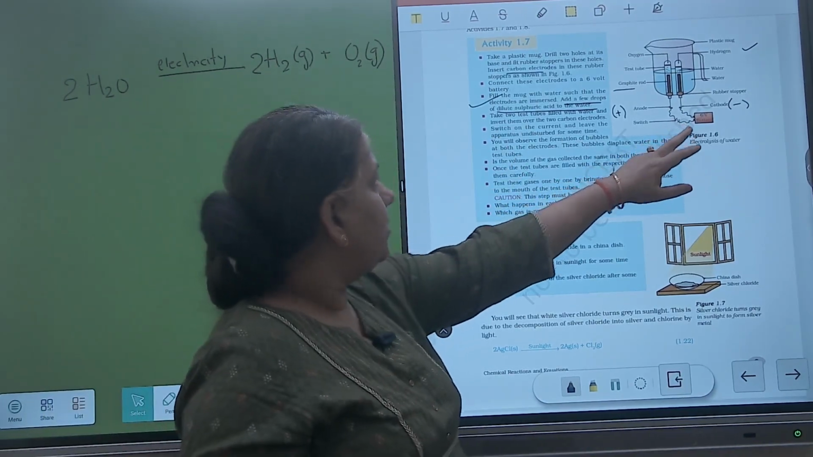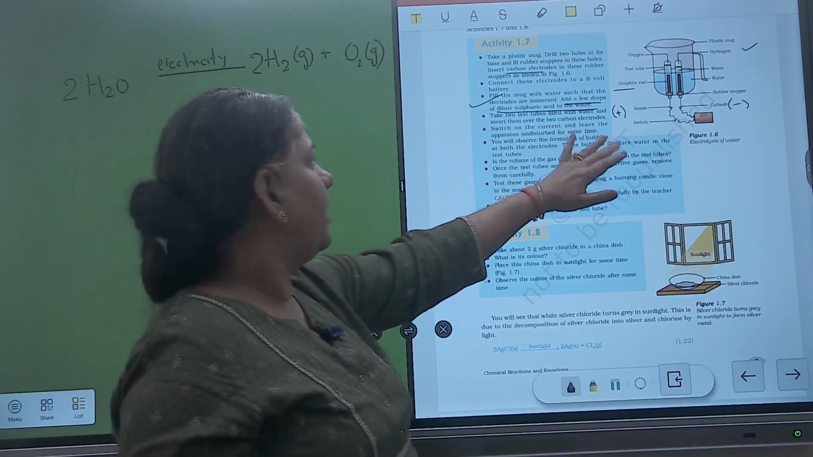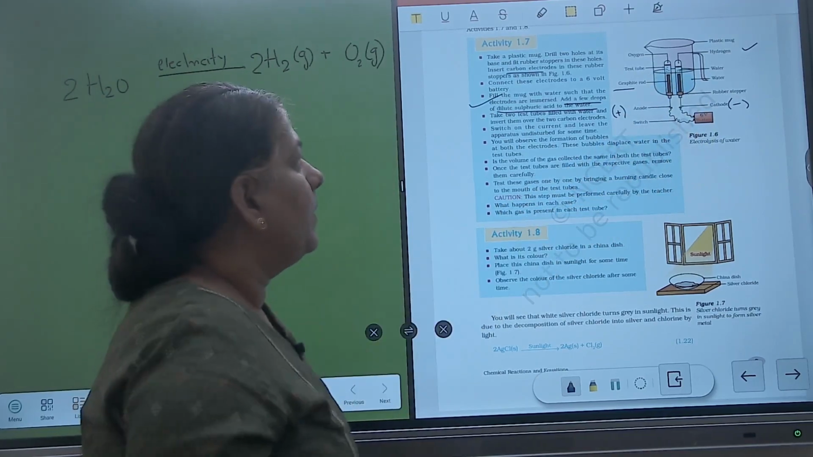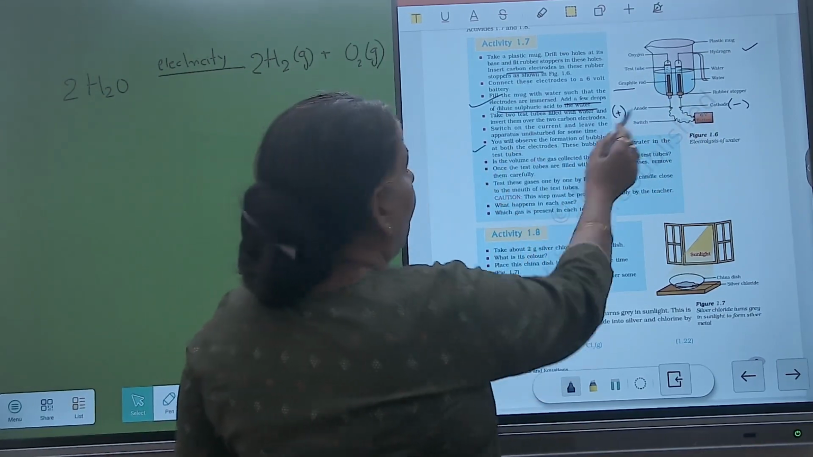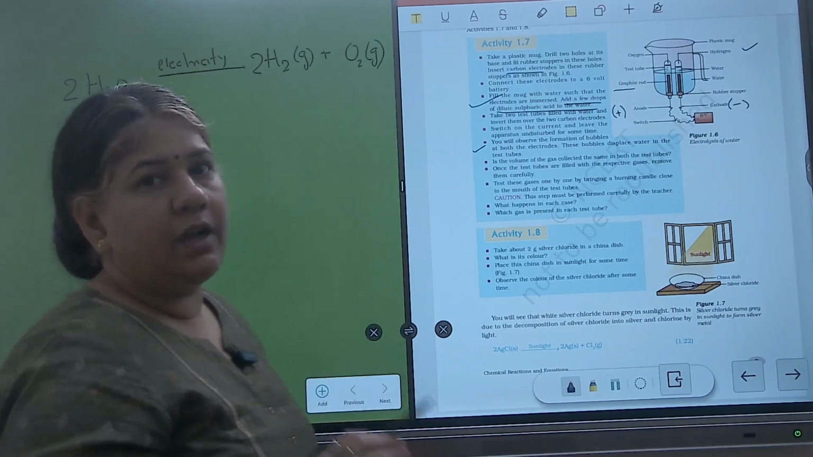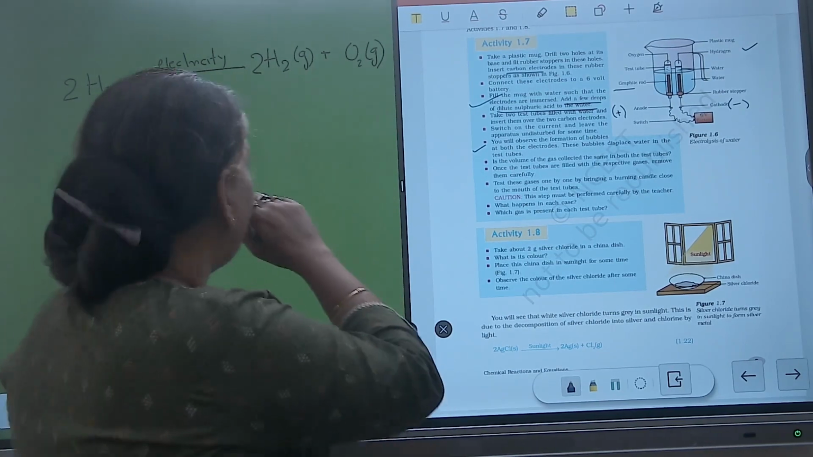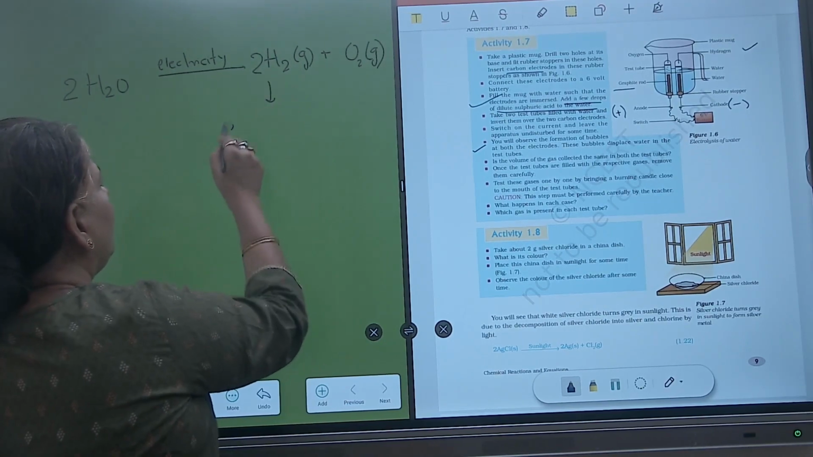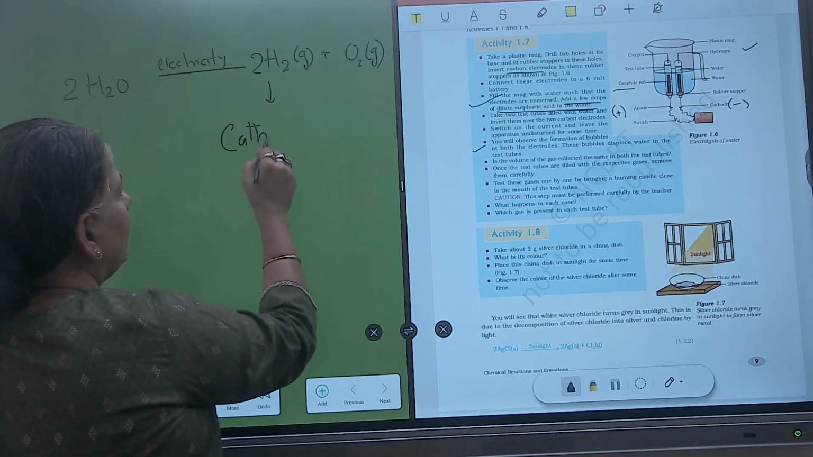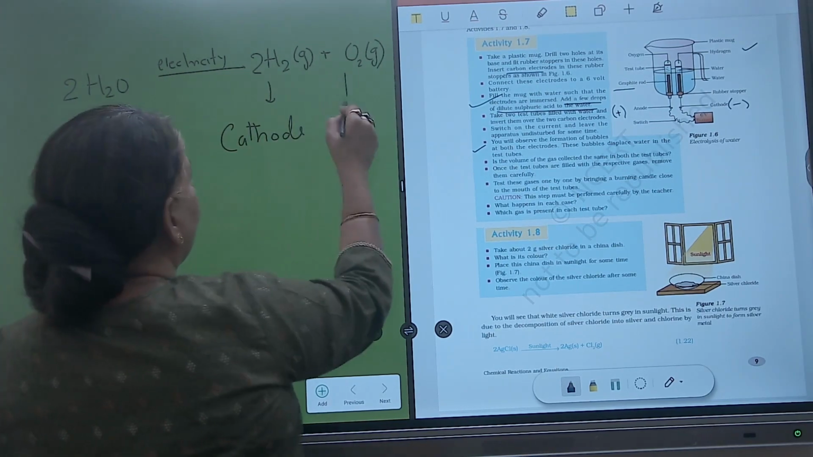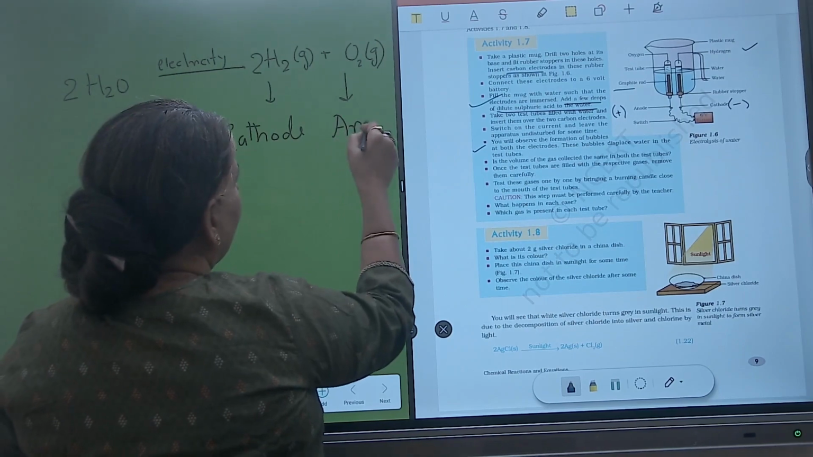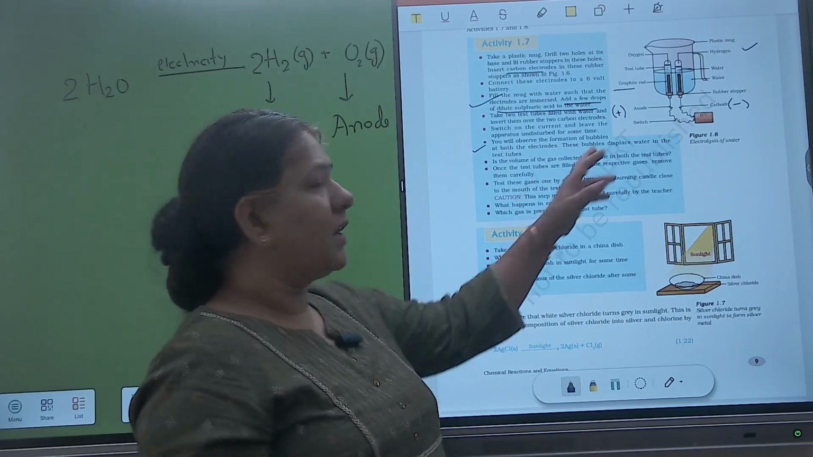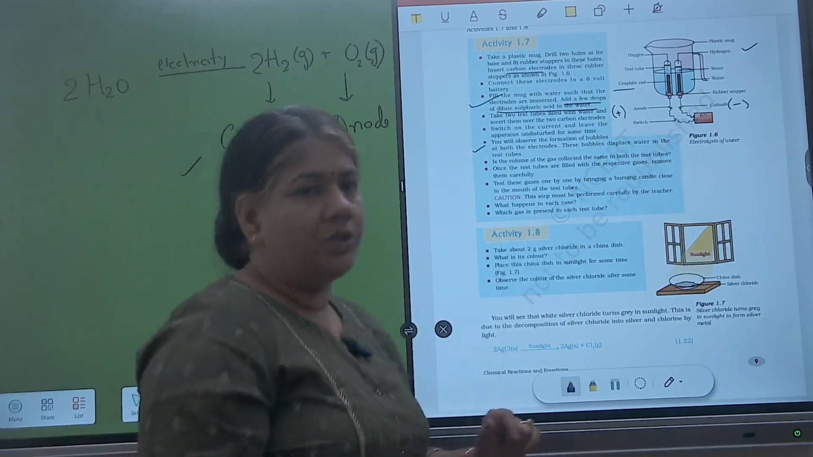Okay. When the current is switched on and leave the apparatus undisturbed for some time, we see bubbles rising on both the electrodes. Now, which gas is collected at which electrode? First, you have to remember this. See, hydrogen is collected at cathode and oxygen is collected at anode. Again this question is asked, name the gases which are collected at the respective electrodes.